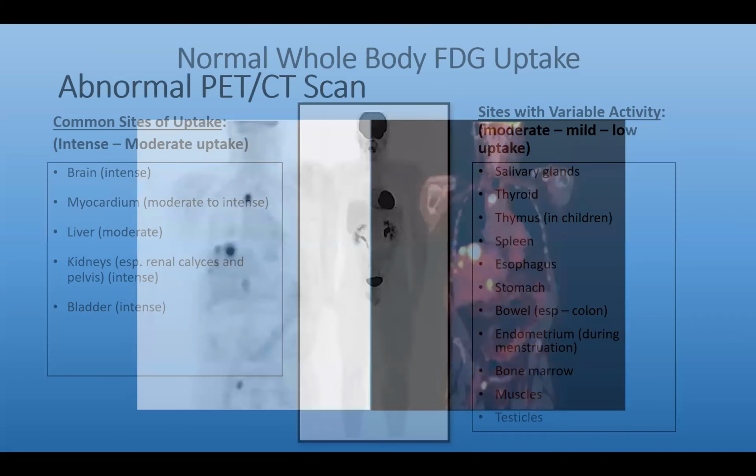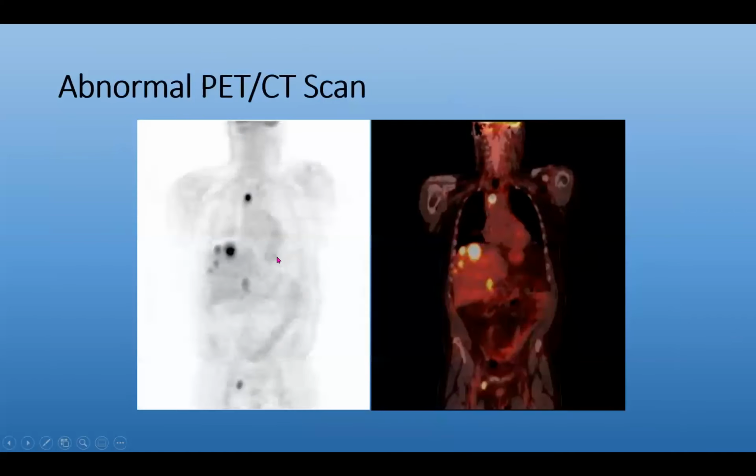In contrast, here's an example of an abnormal PET-CT scan. You can see there are multiple lesions throughout the liver, maybe one, I'm not sure where this is, maybe an inguinal node, perhaps, and then something up here in the chest as well. Hard to say exactly where that is without looking at some reconstructed images, but there definitely are a number of focal lesions on this scan, and the fused image does help us localize the uptake a little bit more precisely.